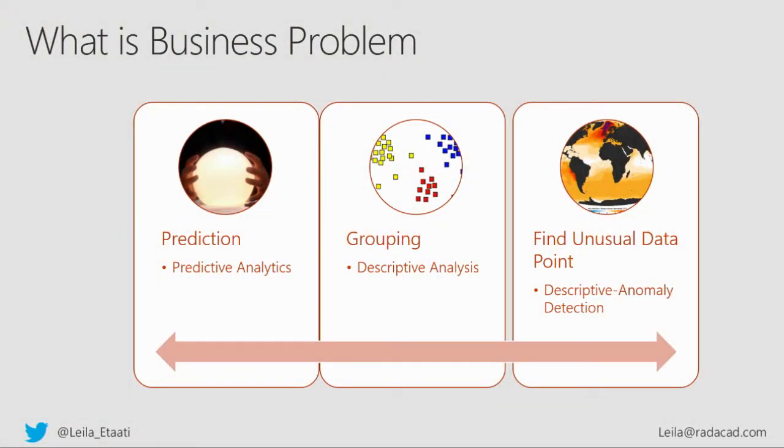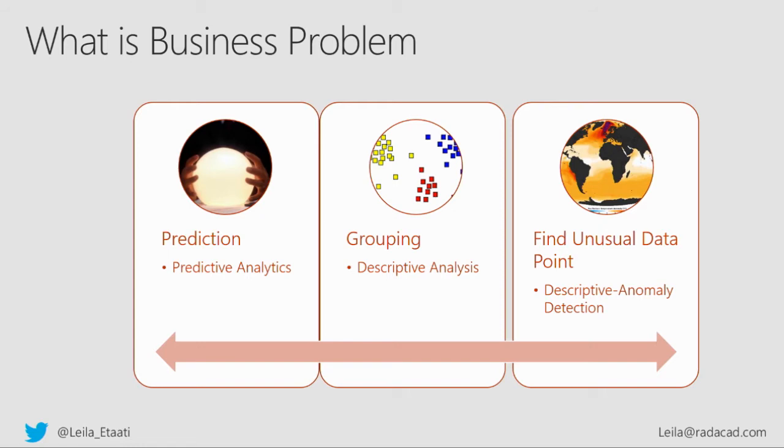So the first step was: what is the business problem? Azure ML is able to help you do prediction, which we call predictive analysis. It helps you describe and see the natural trend in your data, which we call descriptive analysis, and also helps you do anomaly detection. There are other things like recommendation and time series, but the main focus is on these three.